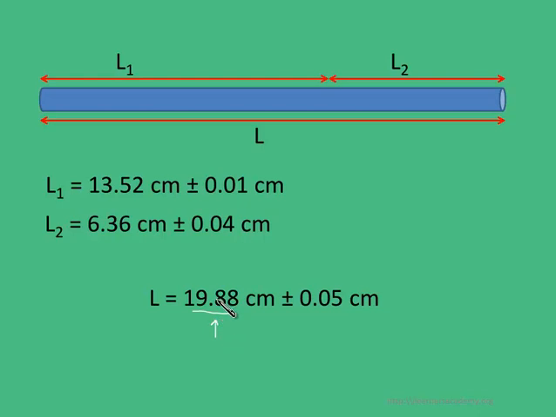By how much could it be off? Whenever we add values, we look for the associated absolute errors and we add those errors. So 0.01 plus 0.04 gives us 0.05.